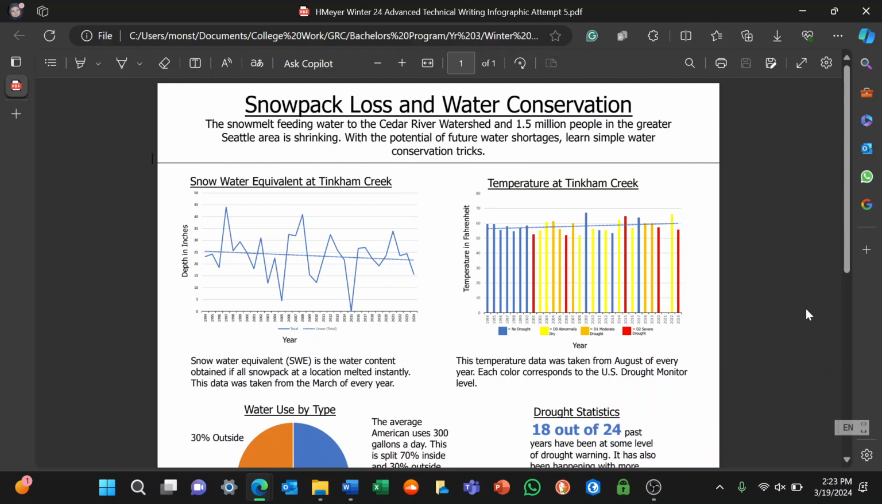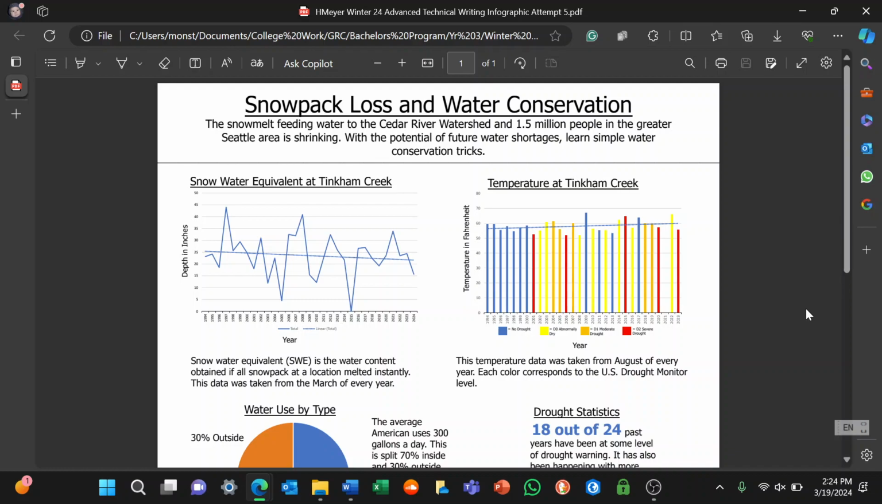Going into the infographic itself, you can see that all of my subtitles were all underlined. This is so that people understood where the subtext was and where each of the different areas are.